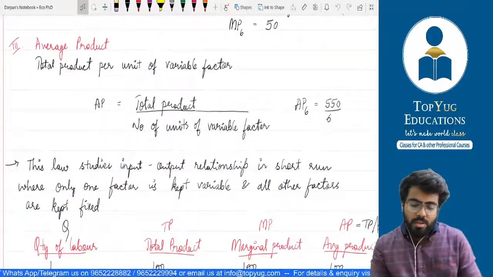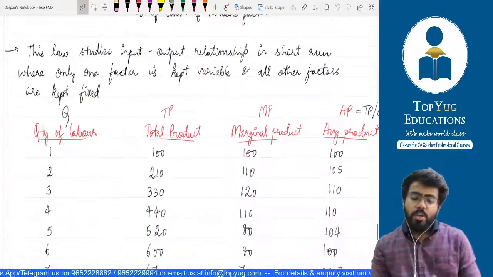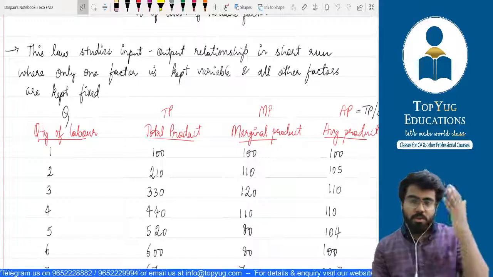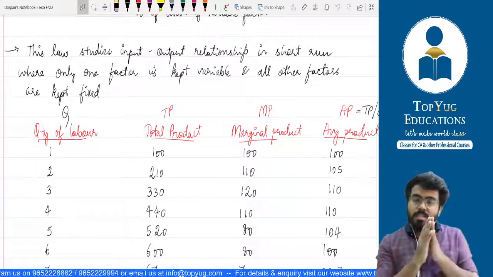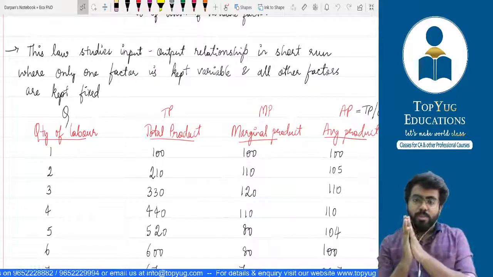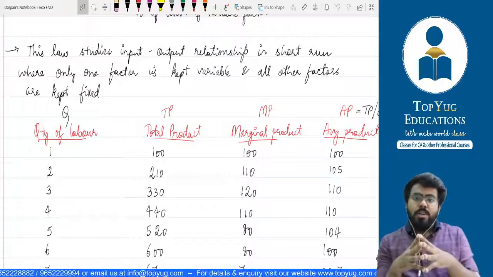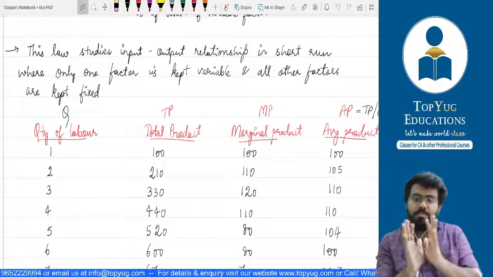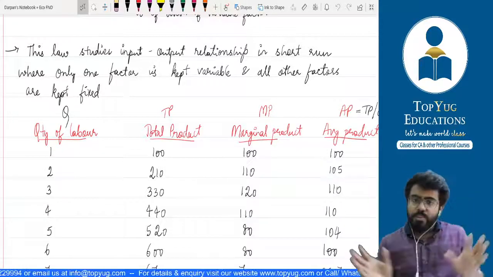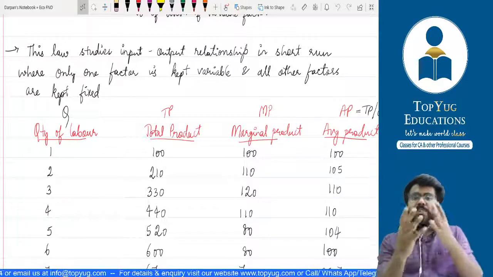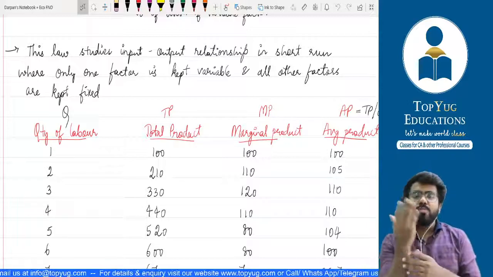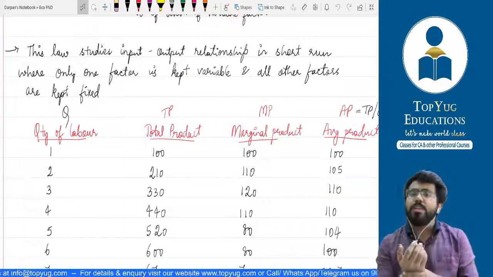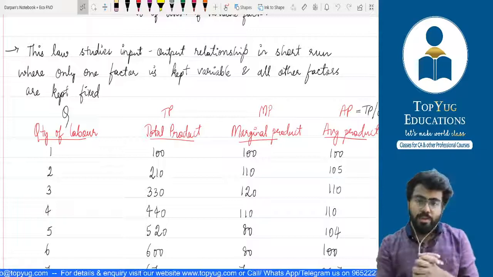All right. So what is this law about? The law of variable proportion, as we saw above. What is it? It is studying the relationship between input and output in the short run, where only one factor is kept variable and all the others are kept fixed. Okay? All the other factors are kept fixed. Only one factor is kept variable, and then you study the effect of that particular variable input on the output.